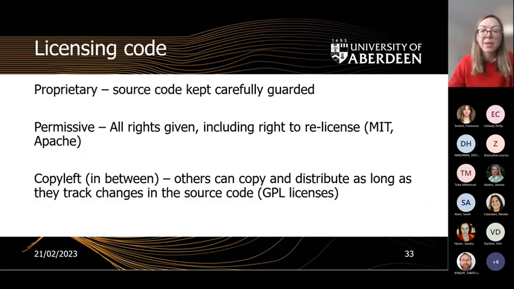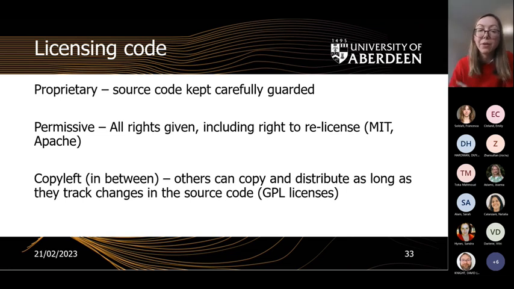So I was going to go from there to talking about licensing code. So, different kinds of licenses that are available for licensing code. At one end of the spectrum, we've got the proprietary licenses, the type of licenses used by software companies, where the source code is kept closely guarded. And at the other end, we've got the permissive licenses, where all rights are given, typically the MIT and Apache licenses, and these are often called FOSS, free and open source licenses.